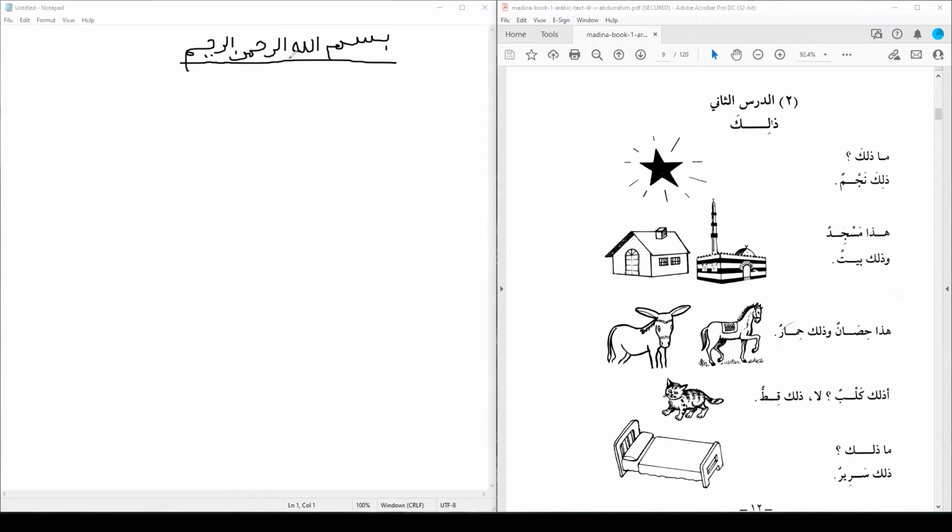Today is lesson 2, and in this lesson we will take chapter 2, الدرس الثاني, from our book Madinah Book 1. So previously we learned a few things. We learned about words that are definite and indefinite.